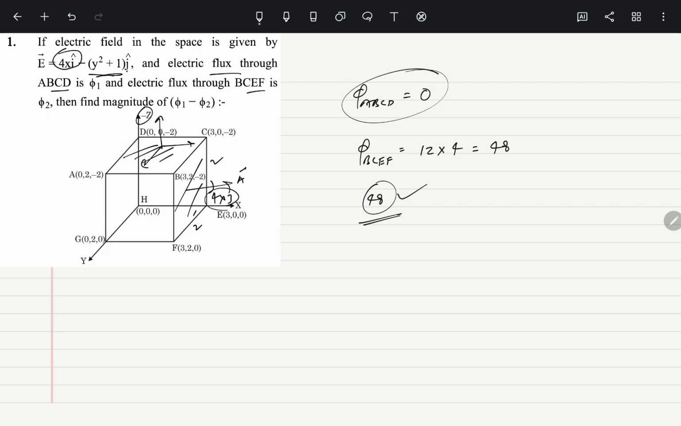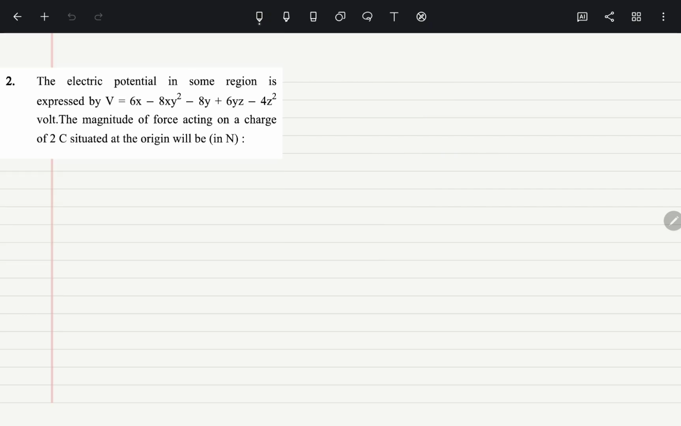Okay, let's move to the next. Second question. Electric potential in some region is expressed by this one. Find the magnitude of force acting on a charge of 2 coulombs situated at the origin. Okay, so we need to find the electric field from the potential. That means we are going to use this partial differentiation formula. So I hope you know this one.